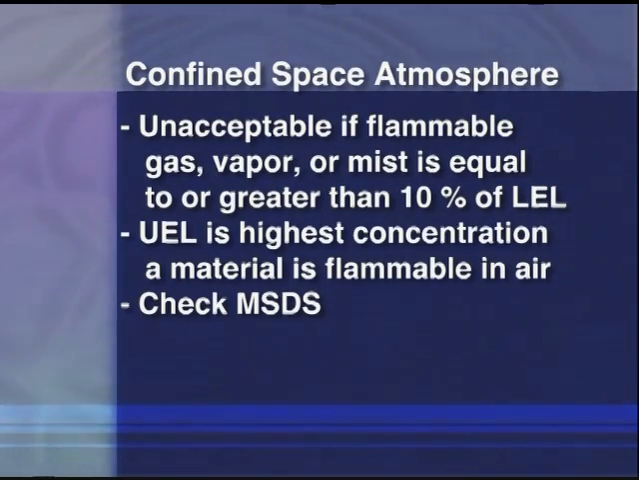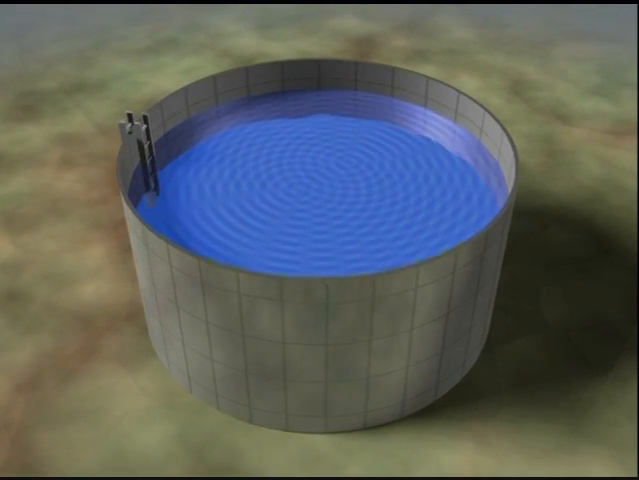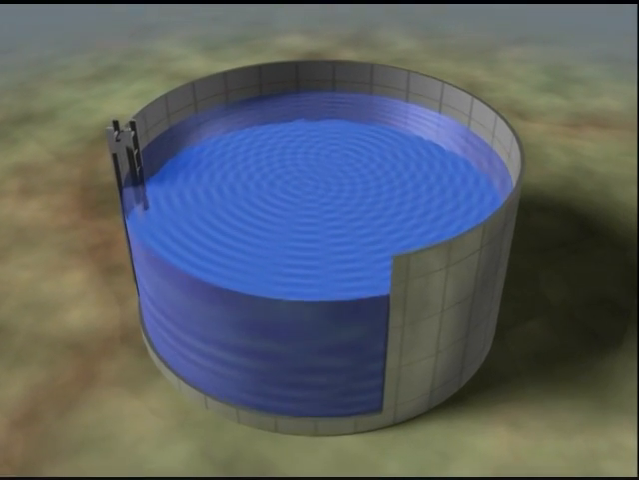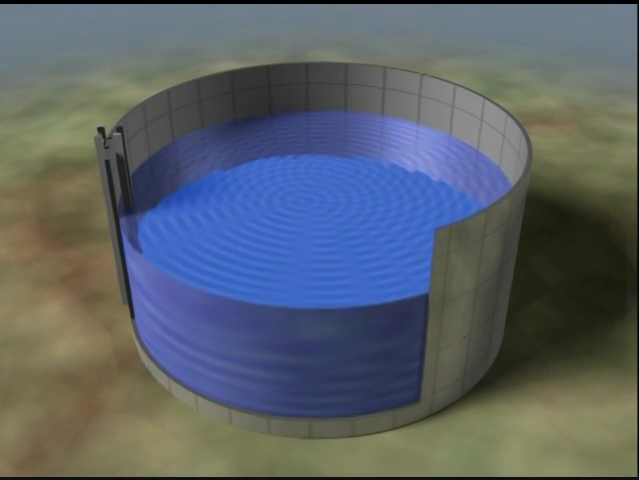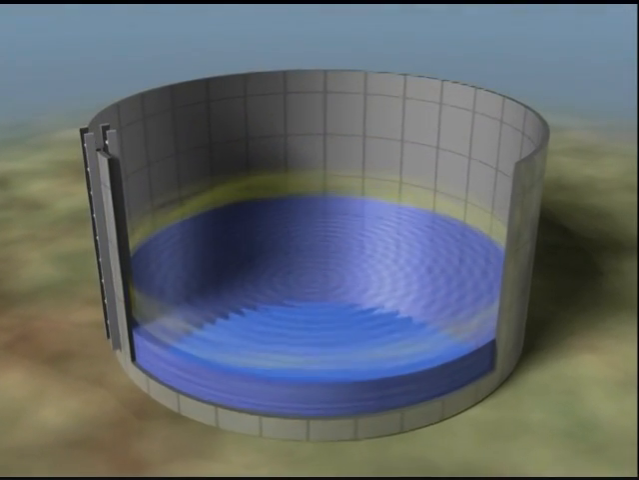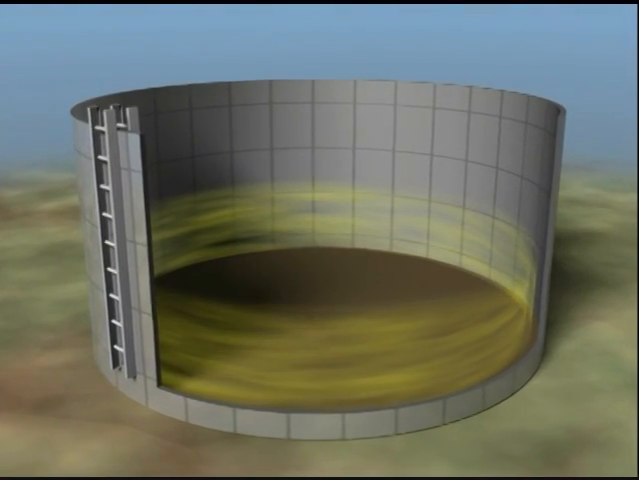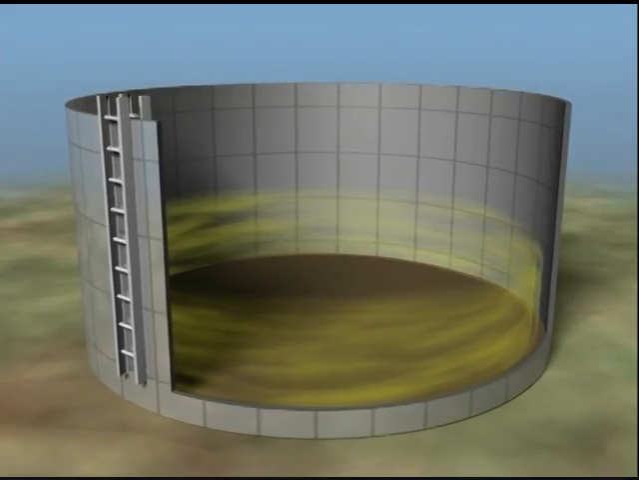The confined space is also unacceptable if a toxic air contaminant is present. For example, open-topped water tanks may appear harmless, but hydrogen sulfide can be formed within the tank as contaminated water evaporates. These toxic gases are heavier than air and may reside at the bottom of the tank.